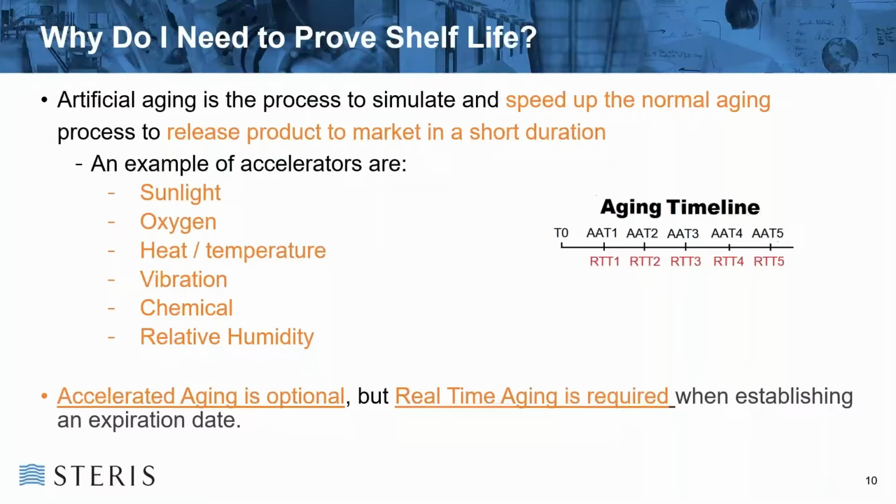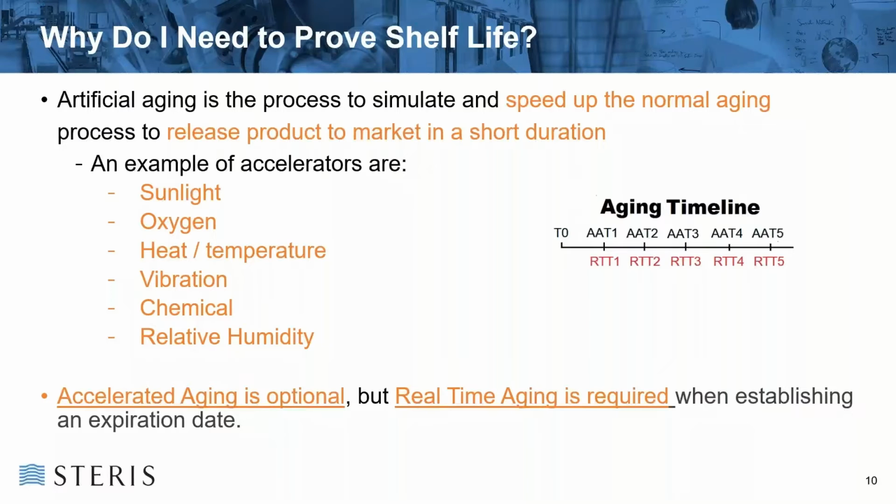If you're looking at artificial aging, what causes products to age? It's basically what happens is you're stimulating the materials to speed up the normal aging process to basically release the product, so you can have a commercially available product in a much shorter time. The typical examples of accelerators are sunlight, oxygen, heat, vibration, chemicals, and relative humidity. Again, as I said, accelerated aging is optional. It gets you to the market very fast, but real-time aging is required when establishing the expiry date.